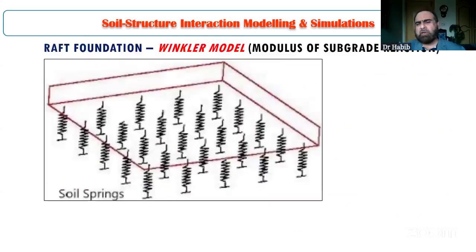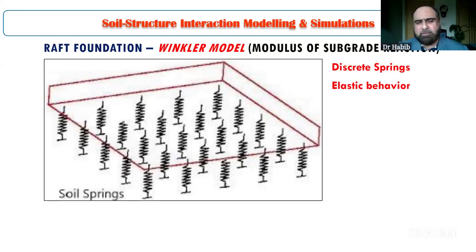So let's start with the raft foundation. Our first case is raft foundation. Now, when we design a raft foundation, in many cases we are adopting the Winkler model, most commonly known as the modulus of subgrade reaction concept. Now, if we look at this very simple model, we can start seeing the limitations of this model: we are representing the soil by discrete springs. But the soil is not discrete in nature, it is a continuous medium. And also we are considering these discrete springs as elastic springs.